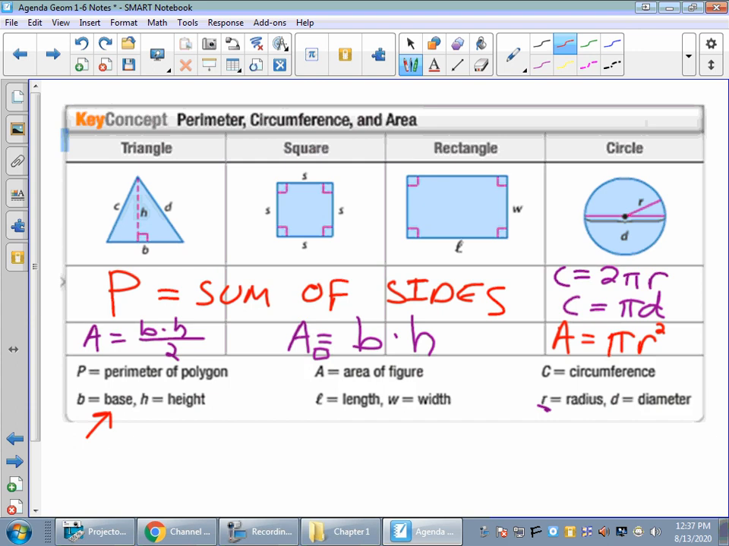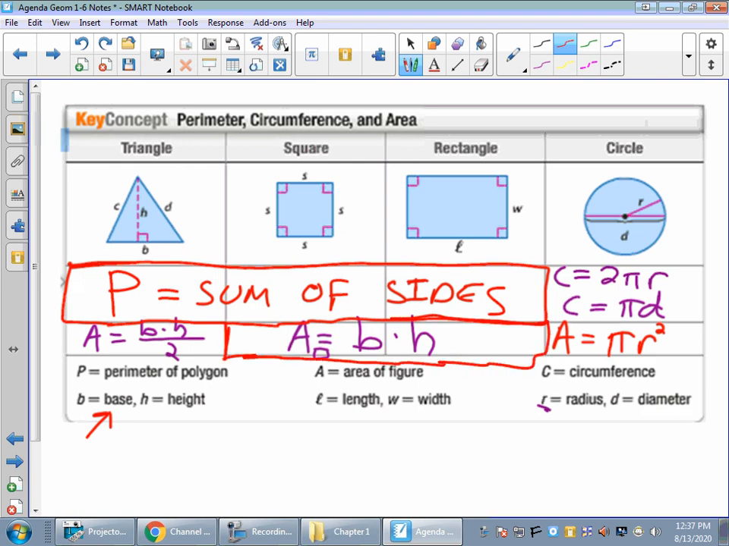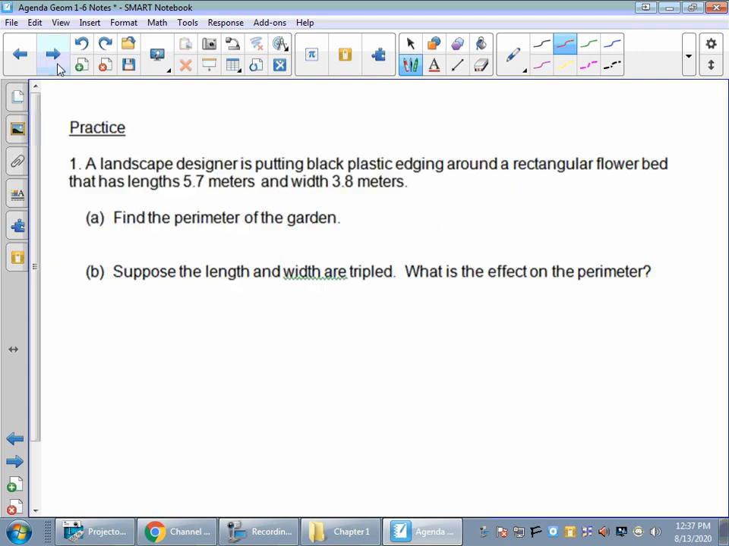Okay, and I'm just going to box these in just to say that this sum of sides works for all 3 of these. Okay, and then same thing here, the base times height works for both square and rectangle. Okay, so that's some common formulas to find area and perimeter. All right, so let's do some word problems about this.